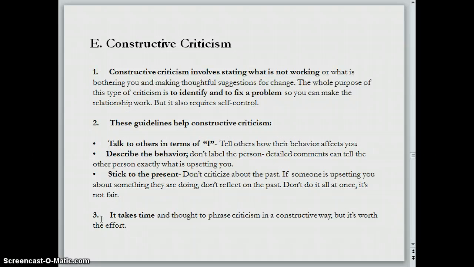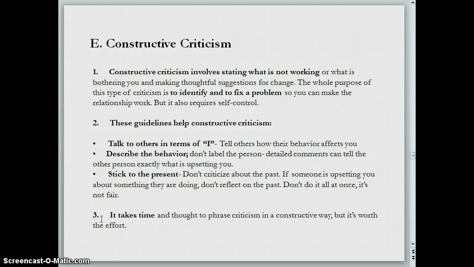Constructive criticism involves stating what is and is not working, what's bothering you. These guidelines are really helpful to constructive criticism. Talk to others in terms of I say, I think, or I feel. Try not to say in my opinion, but say I think or I feel, so it shows that what they are doing does in some way affect you, so they'll be more motivated in order to change themselves.